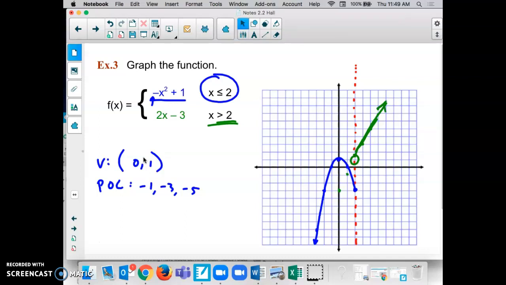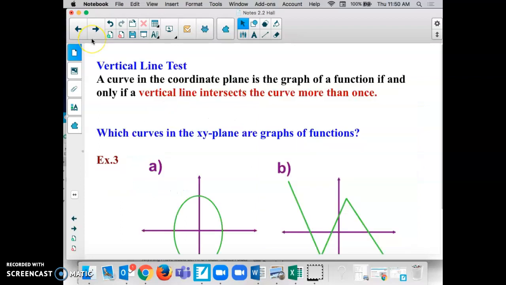All right. Now I can go back and I can erase these right here because those meant nothing. It was just only to help me get my line going. All right. That is a graph of a piecewise function. Okay, we are going to talk about the vertical line test in the next video.